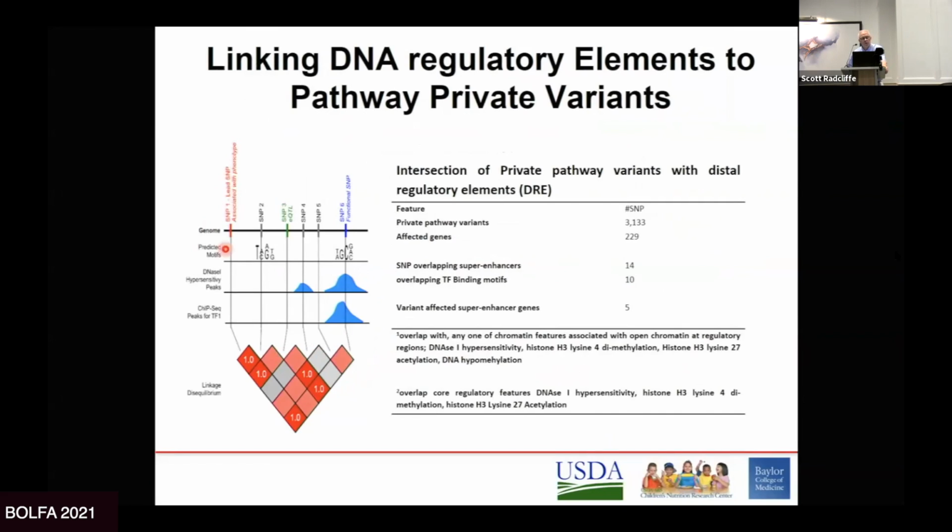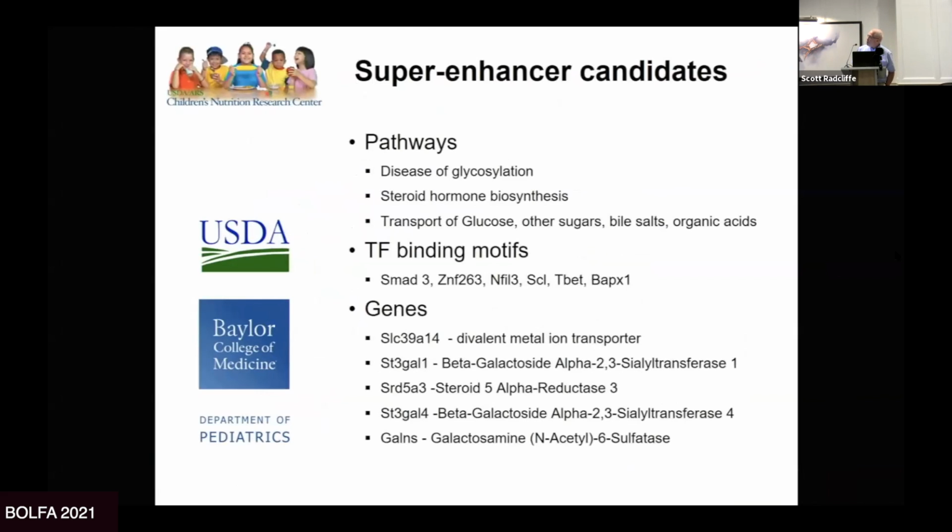Again, this is a similar approach where you are looking for modifiers. The table is really the important thing here. It started with about 3,000 variants in 229 genes. 14 of them were associated with super enhancers, and 10 of them overlap with binding motifs, and 5 had variants that affected these genes. So we now have a list of 5 genes from just doing the pathway analysis. The pathways they were found in are shown above. These were also found to disrupt those transcription factor binding motifs shown there, and the genes are listed at the bottom.